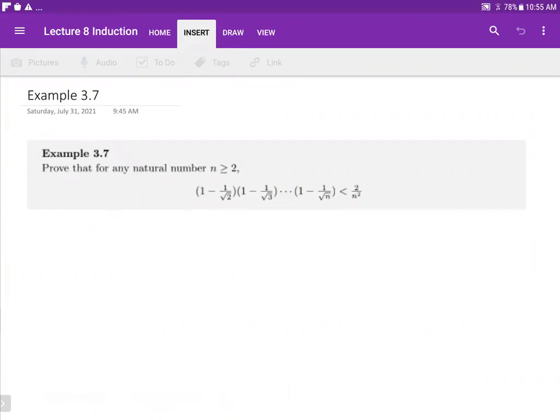So we want to prove that for any natural number n greater than or equal to 2, we want to show that (1 minus 1 over root 2) times (1 minus 1 over root 3) all the way to (1 minus 1 over root n) is less than 2 over n squared. I won't go over the reasoning for this. Let's just go pretty quickly for this problem.